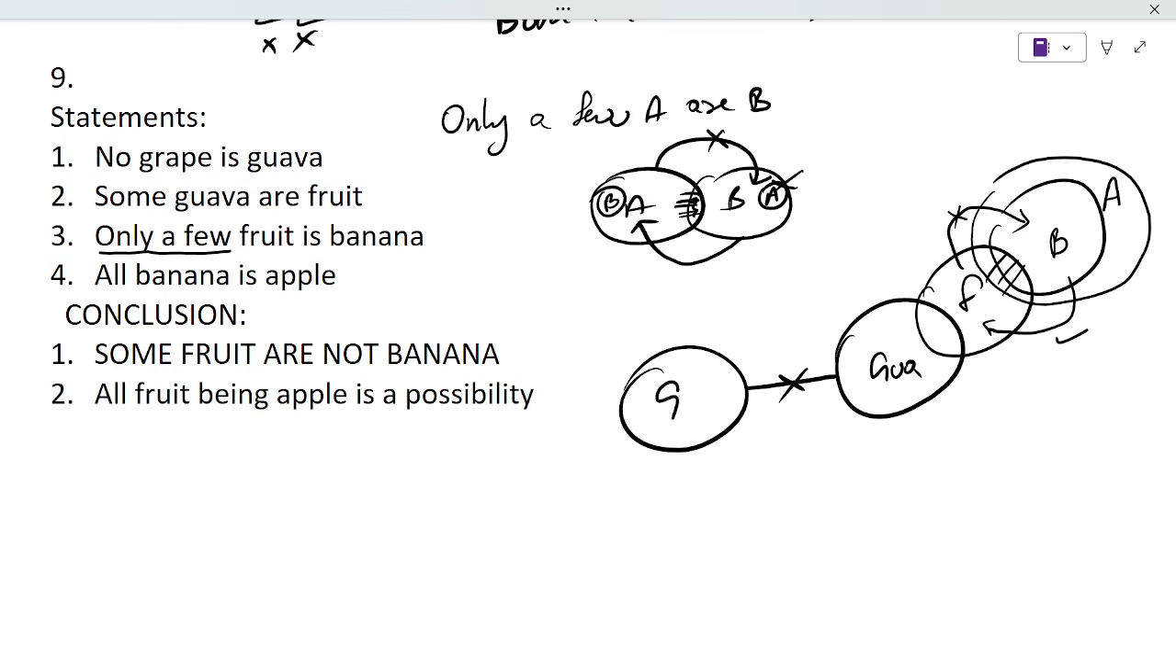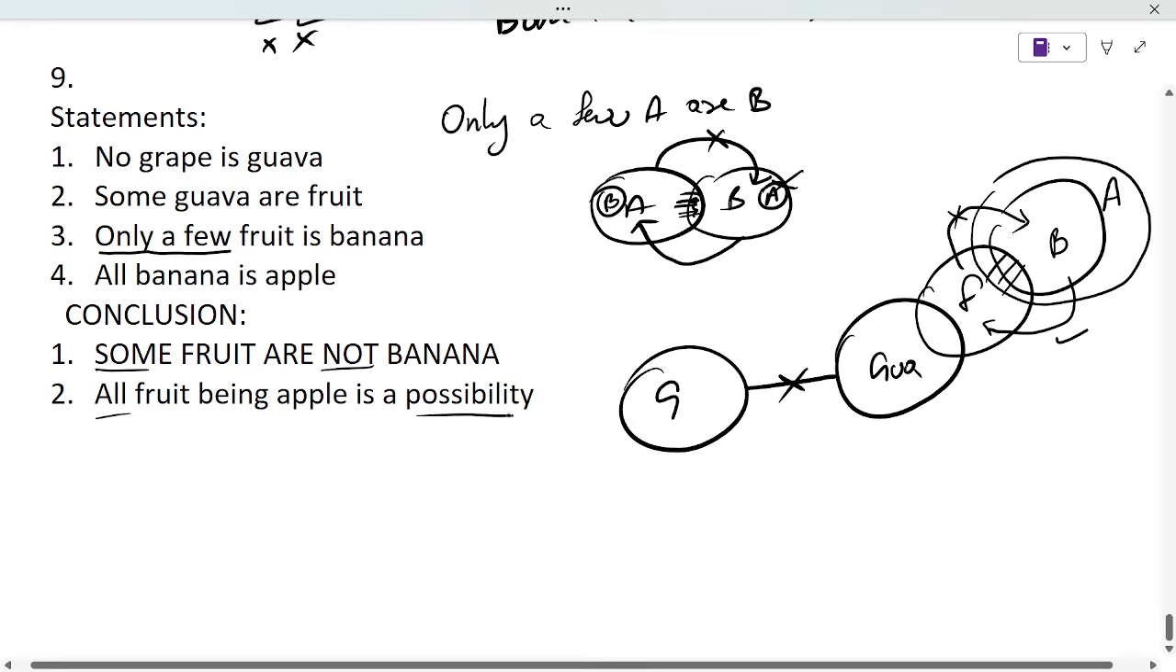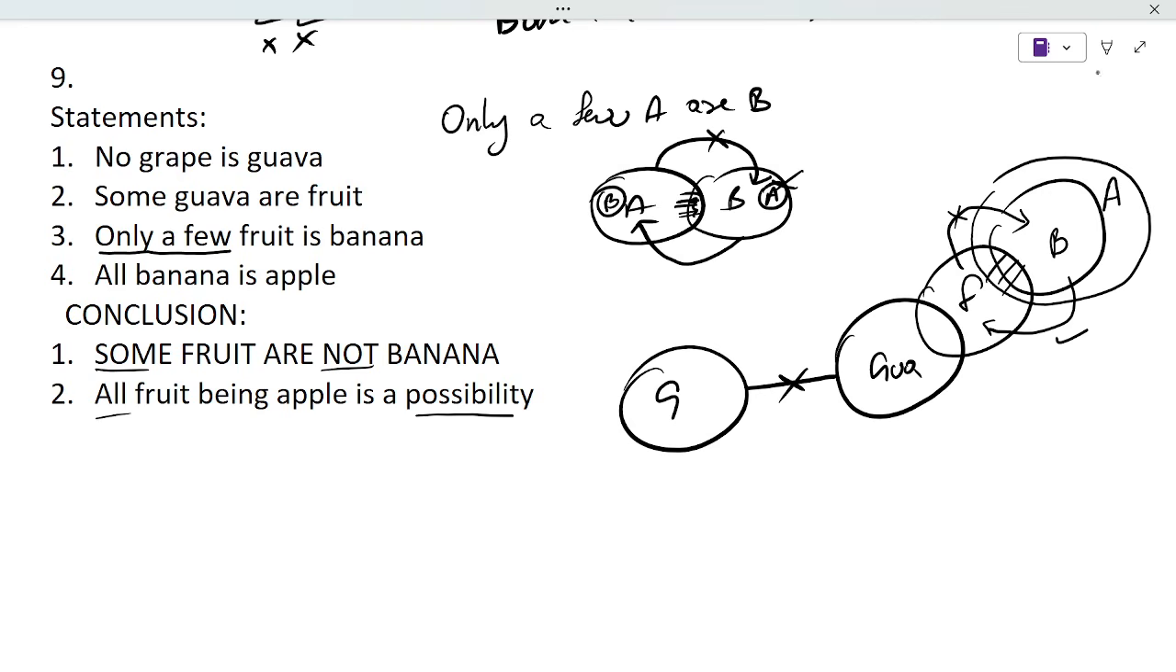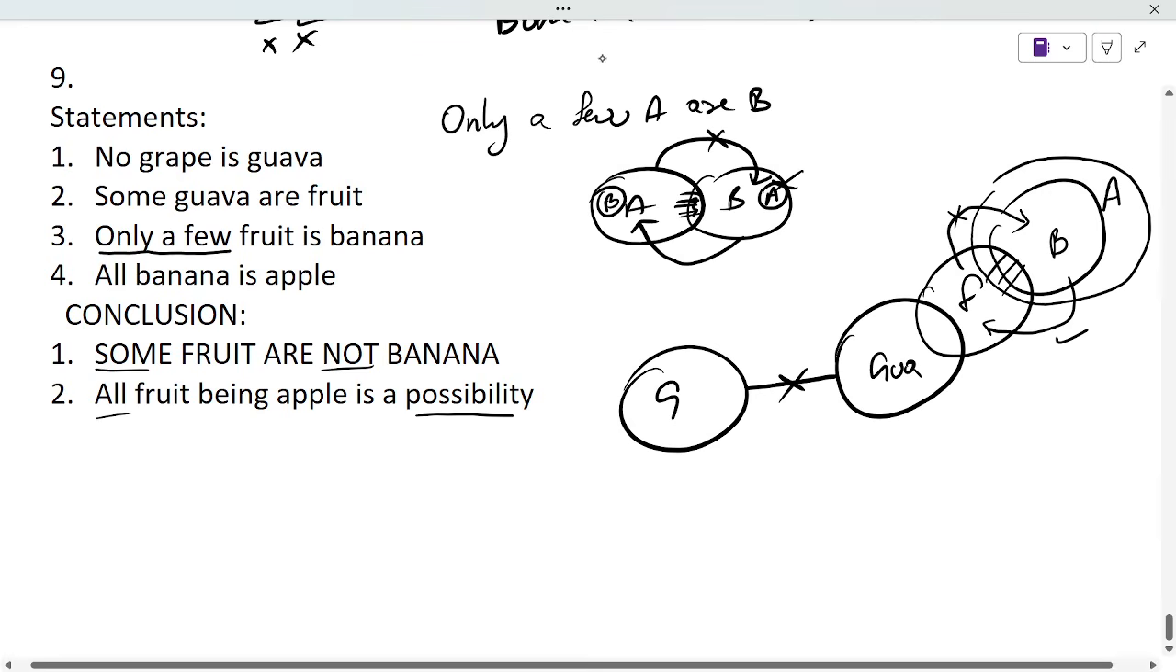Conclusion. First thing first, we will check whether the conclusions are positive or negative. Both the conclusions are negative. Some not, and the possibility one. That means this is also a negative word. Negative word means we will have some imaginary diagram. That's it. So the first conclusion says some fruits are not banana.